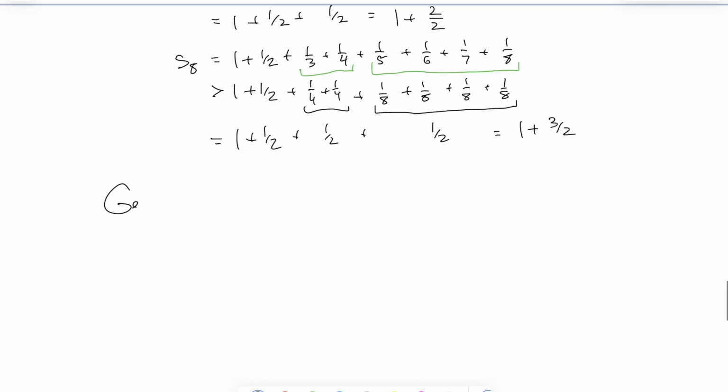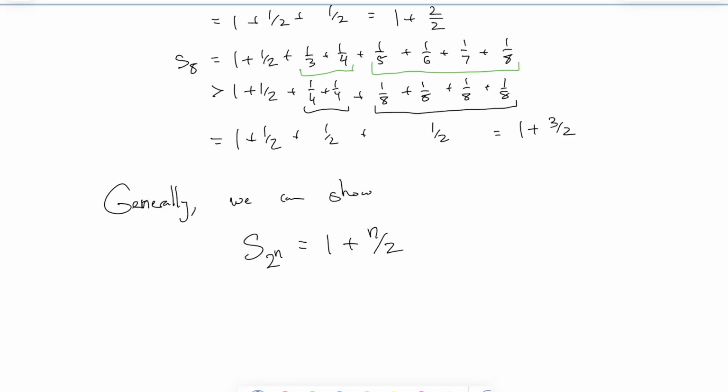So generally speaking, in this way, we can show S2 to the power n. Like S8, 8 is 2 to the 3. And when I break it into those blocks, I have 3 blocks that add up to a half. In general, you can say that the term 2 to the n, you can break it into n different blocks, each of which add up to a half. That's the trick here. S2 to the n is 1 plus n/2.